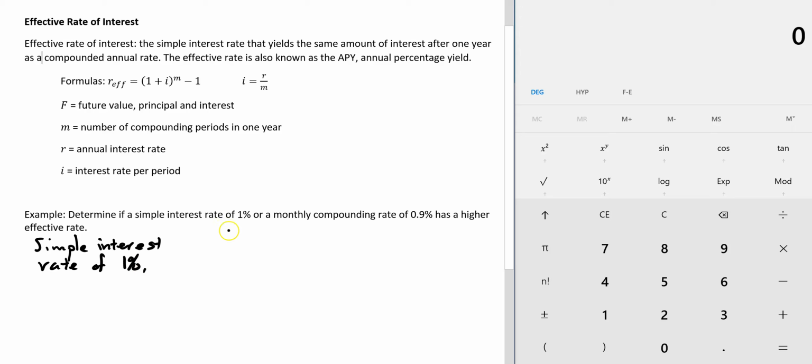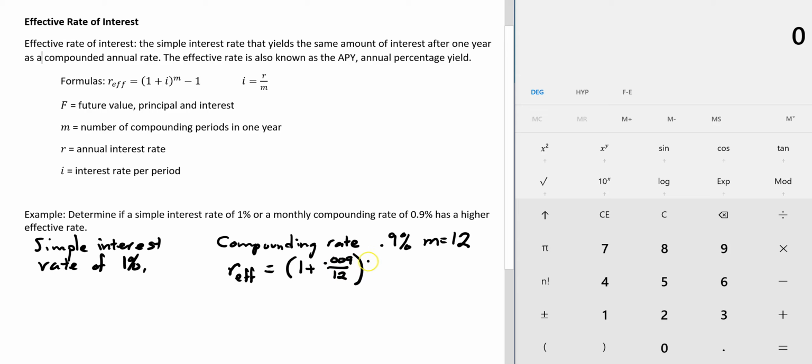Now we are supposed to compare it to a compounding rate. And that compounding rate is 0.9%, where it's compounding monthly. So our effective rate is calculated as the quantity 1 plus 0.009 over 12 raised to the 12th power, and then we subtract 1. Using a calculator, we can find what the effective rate will be for this account.